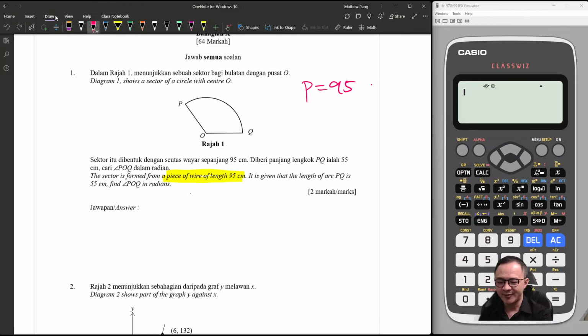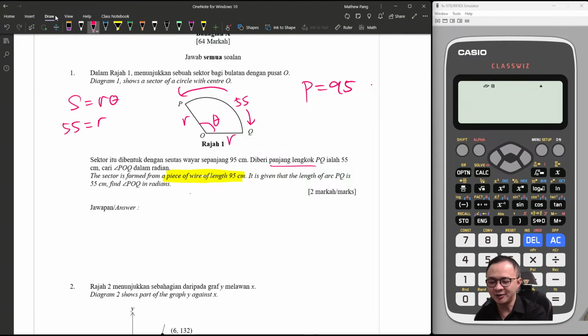It's 95. So we have a radius, and theta we do not know, but we know the arc length. The arc length is 55. It's given, right? The panjang lengkung PQ ialah 55. So for arc length we have a formula, s equals r theta. If you study Malay, maybe it's jadi theta. So it's the same thing: 55 equals r theta. But it doesn't help. What do you want to find? Yes, we want to find angle POQ, we want to find theta, isn't it? Okay, never mind, we will use the perimeter also.